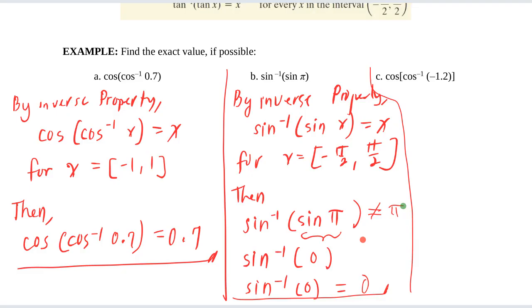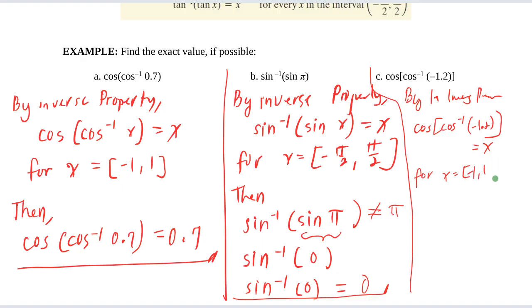Okay, so next one we'll have here, cosine of inverse cosine of negative 1.2. Now we will be writing this by the inverse property: cosine of inverse cosine of x is equal to x, for x from negative 1 to 1.